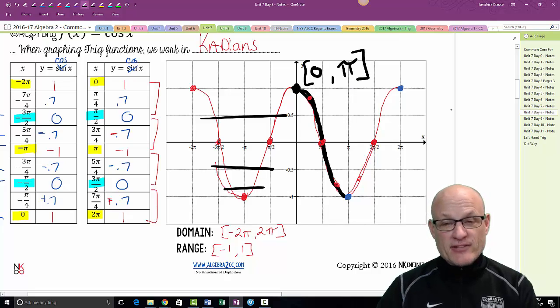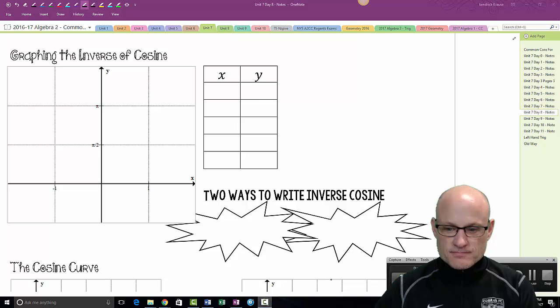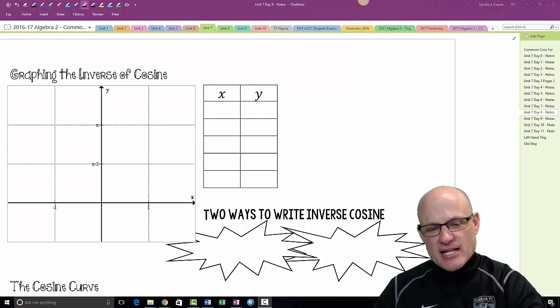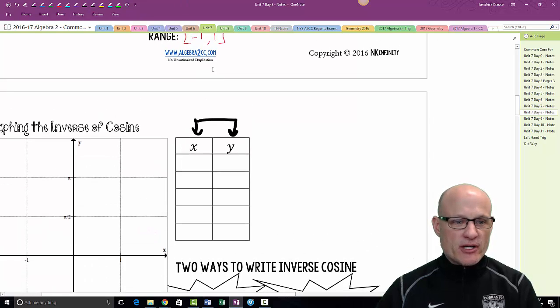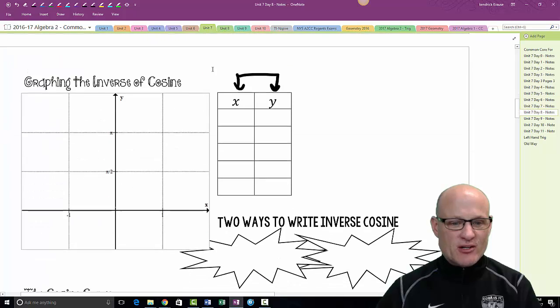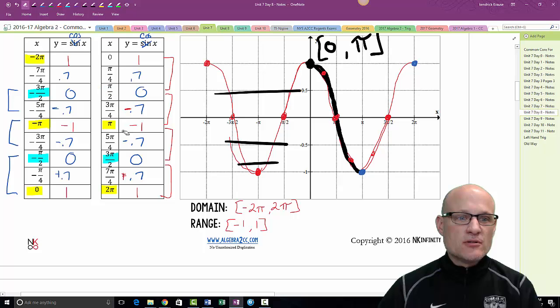The inverse on the next page, and its inverse will, in fact, be a function. So just like before, in order to find the inverse, we're going to switch the x and y from what we did previously. So my y's are going to become my x's. Now we're only going to use between 0 and pi. So let me erase all of this. We're only going to be using between 0 and pi.